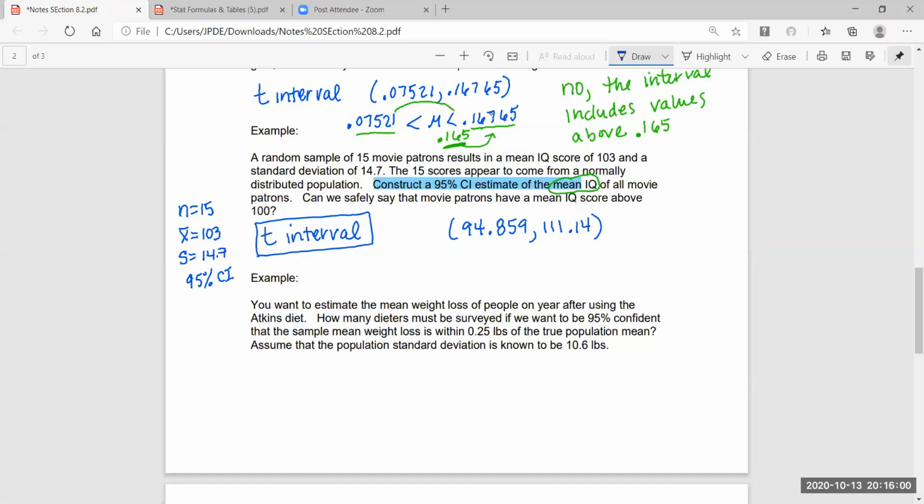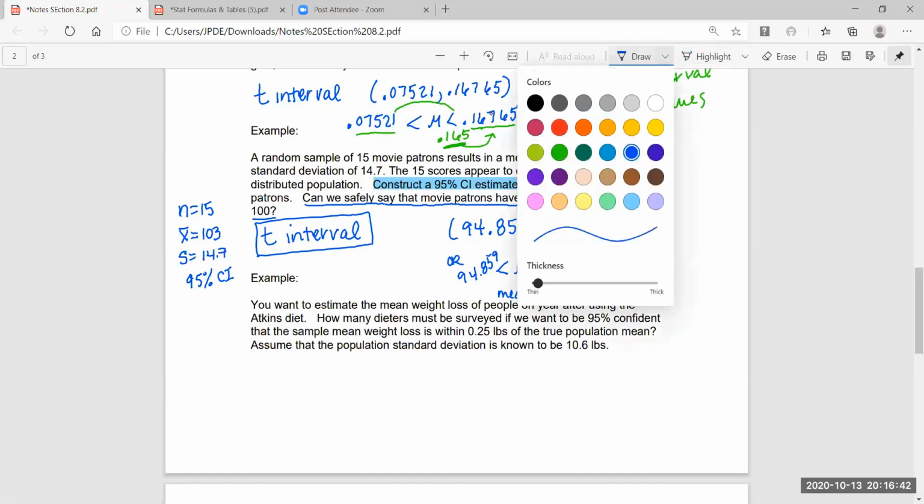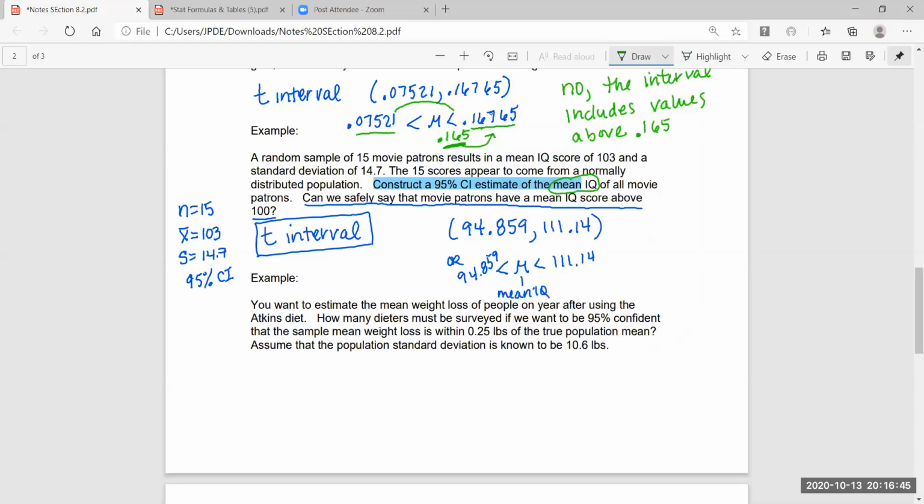This would be adequate. You could stop there and then answer the question, or if you want to write your interval using a mu, and again, this is the mean IQ for the population. So now we have to answer our question. Can we safely say that movie patrons have a mean IQ score above 100? So we're going to look at this interval. A 100 is in the interval.